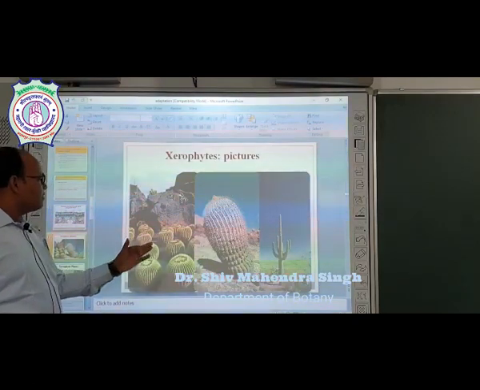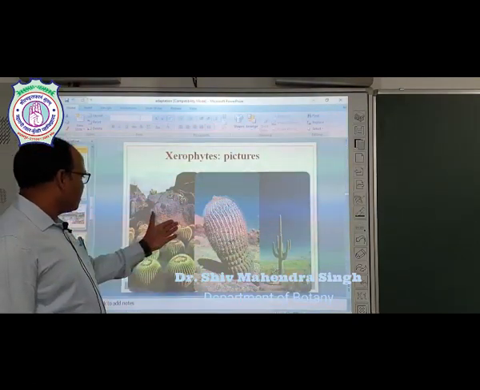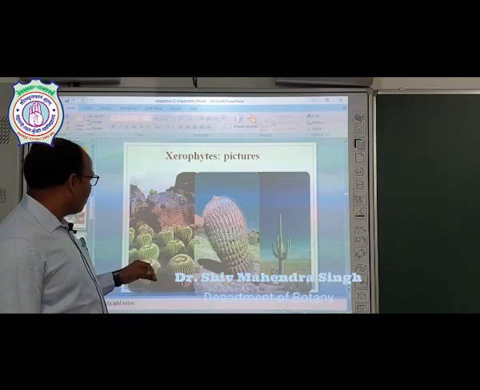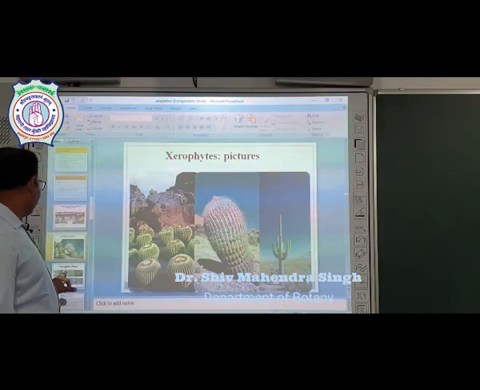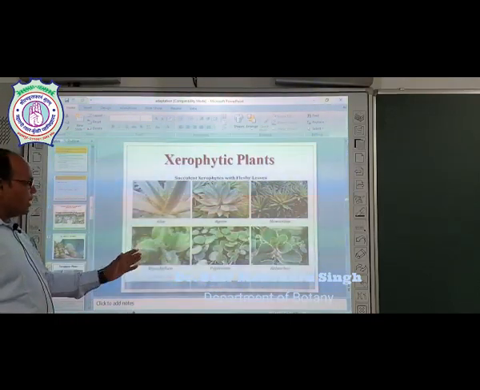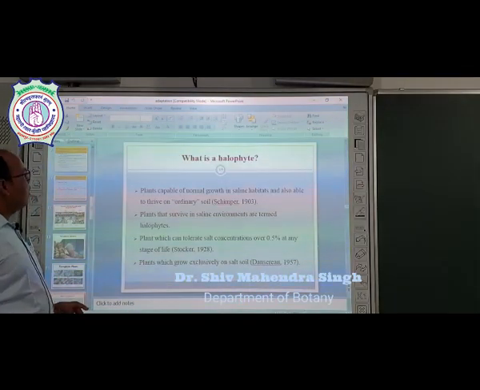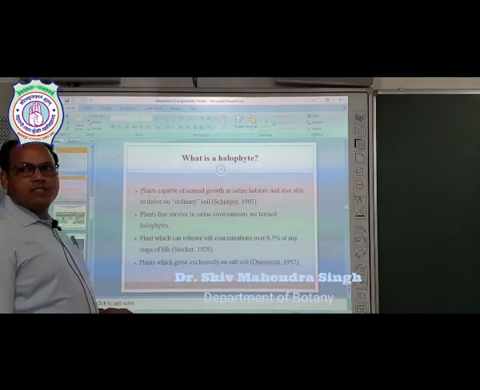Some xerophytic plants, like cactus, also grow in xerophytic conditions. The other xerophytic plants are there. And the next one is halophytes.